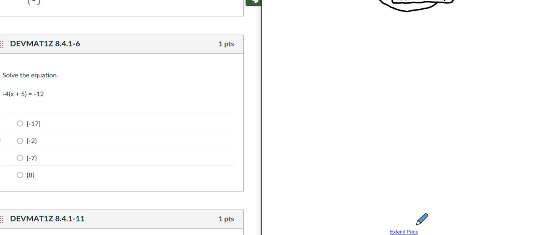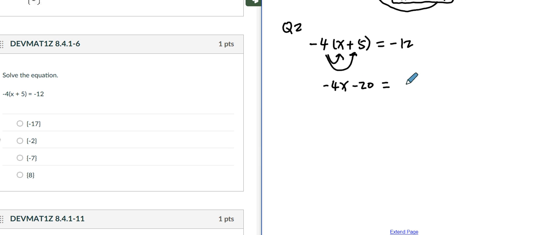So it's all about combining like terms. Question 2, we have negative 4 times (x plus 5) equals negative 12. By the distributive property, negative 4 times x is negative 4x, and negative 4 times 5 is negative 20. And then equals negative 12.